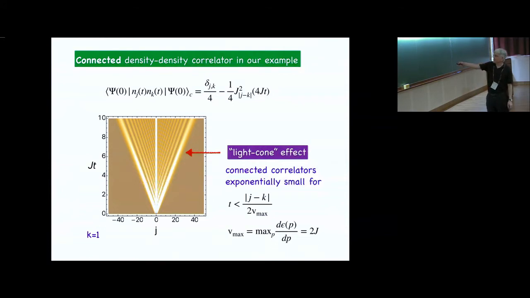And at what time does this light cone occur? Well, you can convince yourself. That's another exercise. So the light cone occurs at this time here. So it's related to the separation between the 2 points. And then this separation you divide by twice the maximal group velocity for excitations in this tight binding model. So notice this factor of 2.